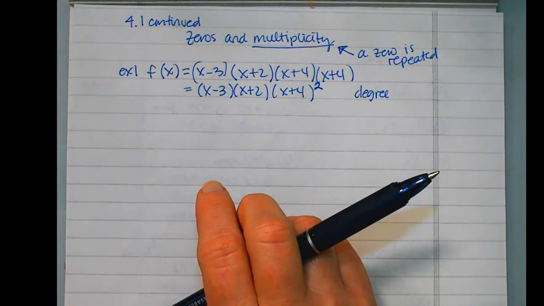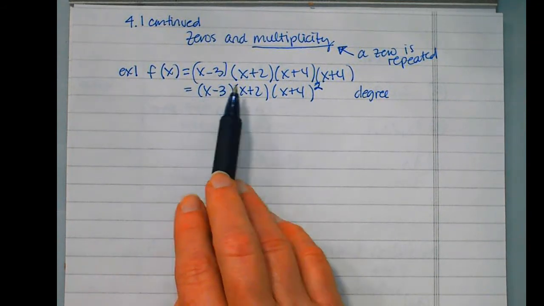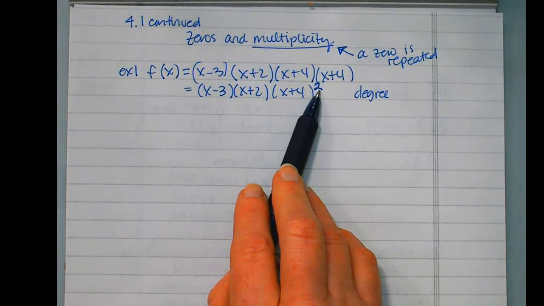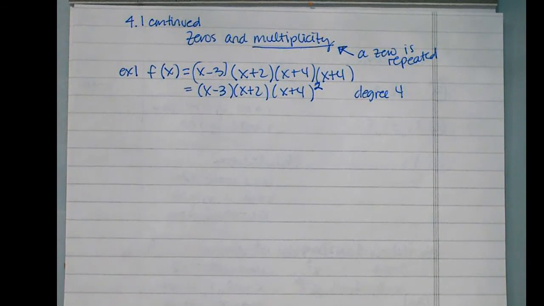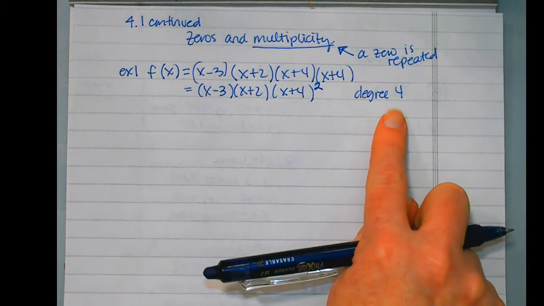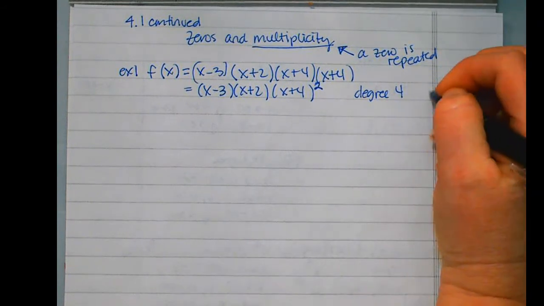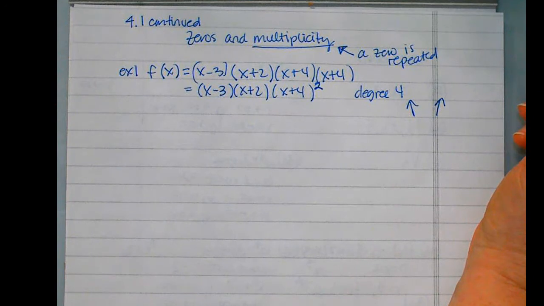So 1, 2, 3, 4, because this one has 2 of them. So there's 4. Degree 4. It was originally a 3, and we added one more thing, so we made it a 4. So that changes the end behavior. So now the end behavior, if it's a degree 4, is the same. It will have end behavior that's both up, because there's no big negative in the front.